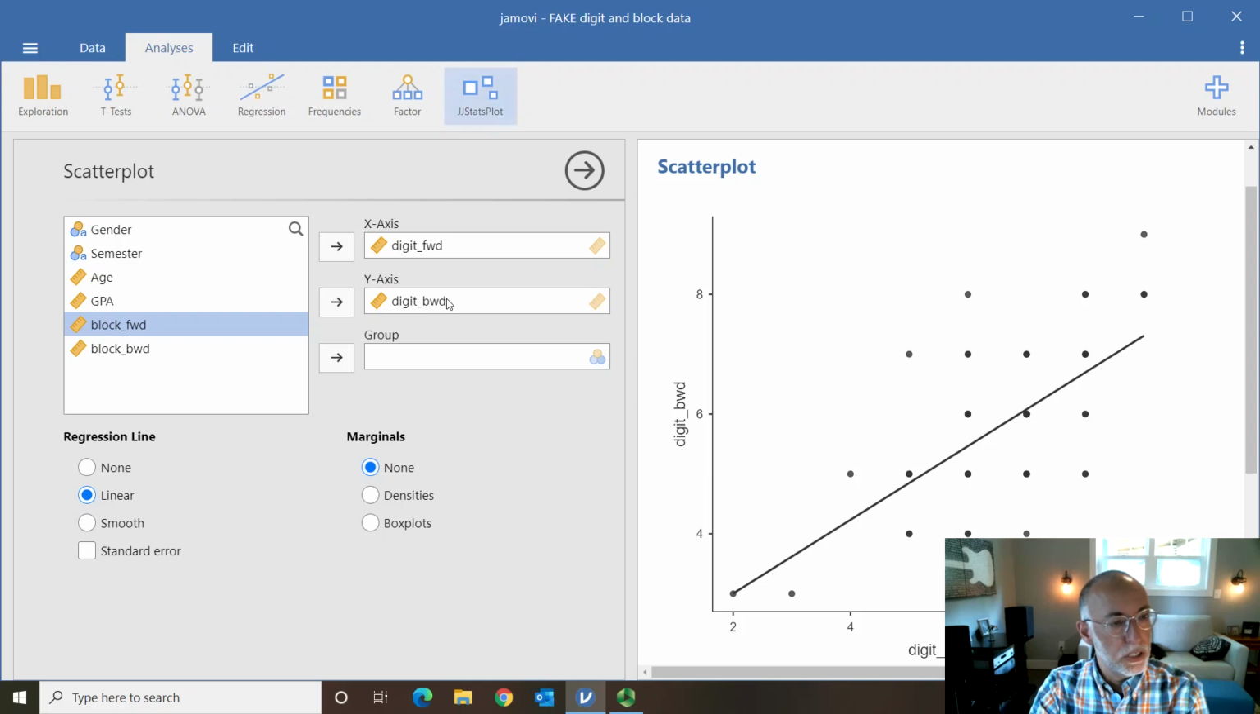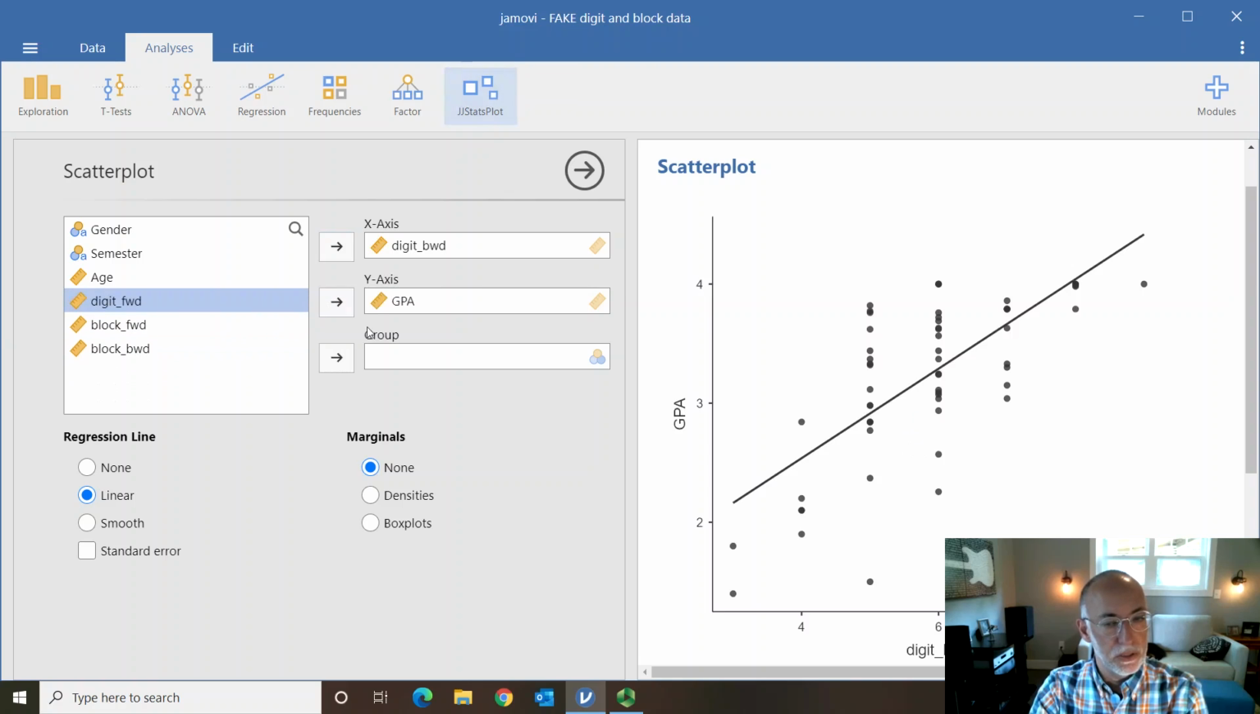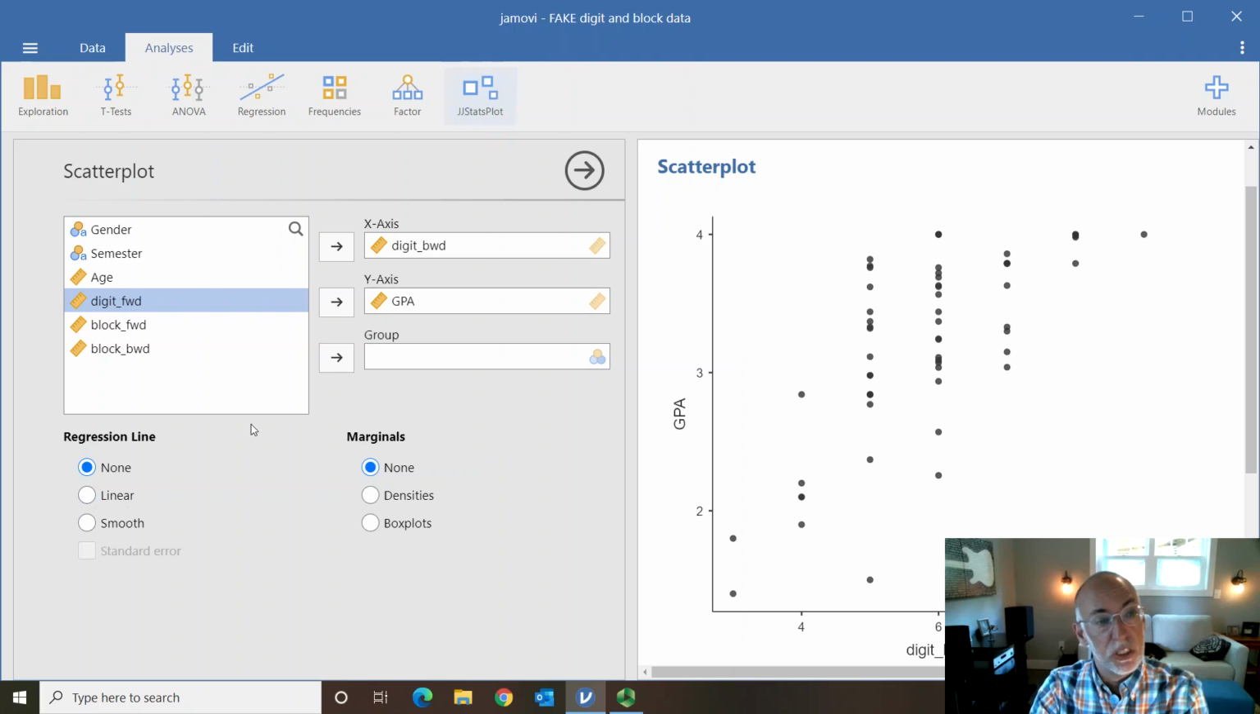I can also look at the relationship between, say, backward digit span as my predictor on the x, and I can predict GPA on the y-axis. Here we can see another strong positive relationship, that as backward digit span goes up, so does GPA. They're related. We don't have to have a regression line in there. We can have none. You can still see the pattern.